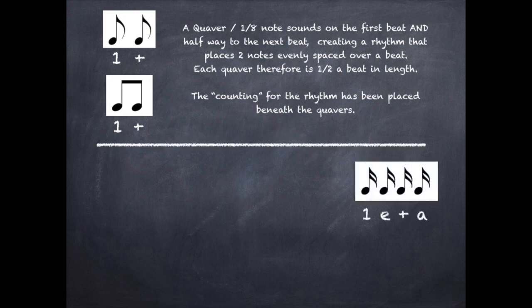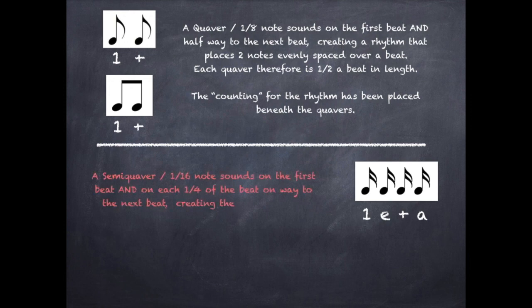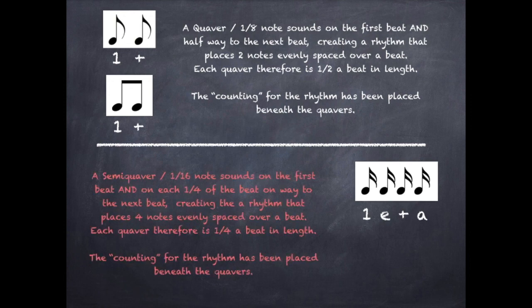A semiquaver or 16th note sounds on the first beat and on each quarter of the beat on the way to the next beat, creating a rhythm that places 4 notes evenly spaced over the beat or pulse. Each semiquaver, therefore, is 1/4 beat in length. The counting for the rhythm has been placed beneath the semiquavers, 1, E, and A.